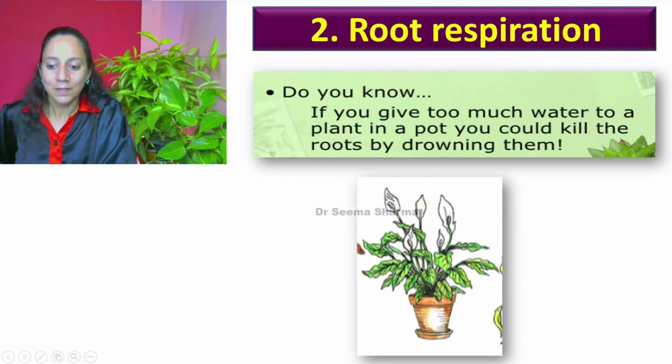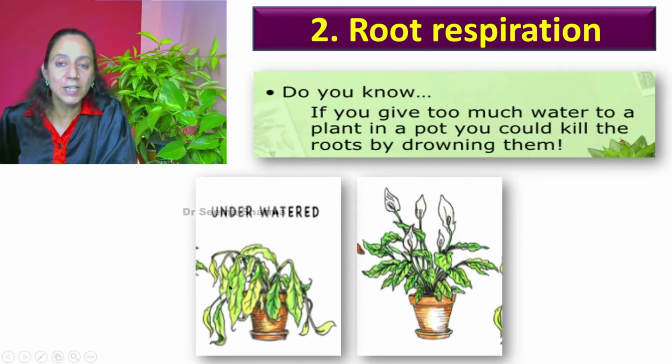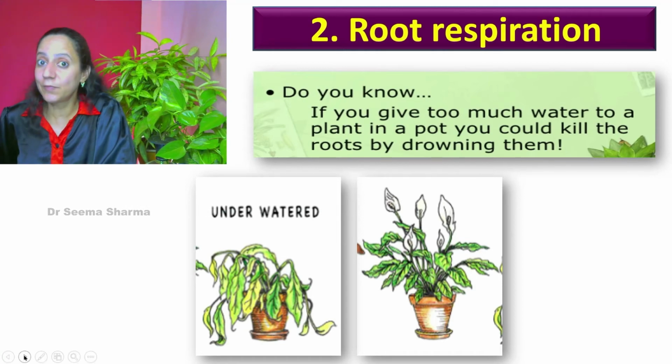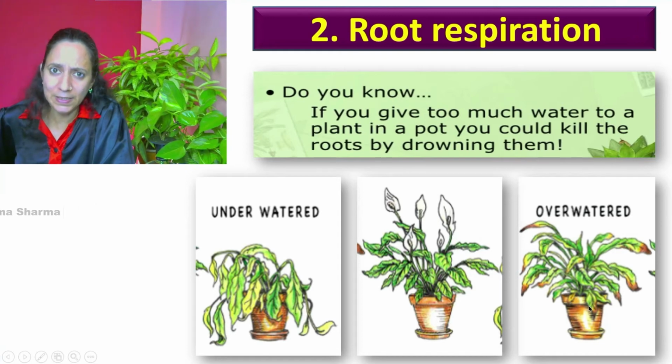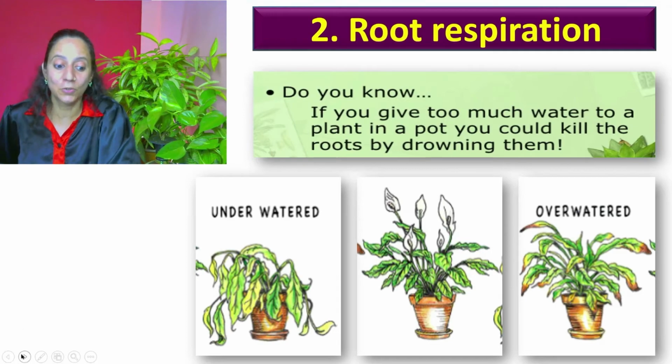Yes viewers, this is a normal healthy plant growing in a pot. What will happen if you underwater your plant? Initially there will be drooping of the leaves and stems, and then it will die. What can happen if you overwater your plant? The air present within the soil particles will be replaced by water, and this will lead to the rotting of the roots of the plant and the plant will die. So you don't have to water too much.